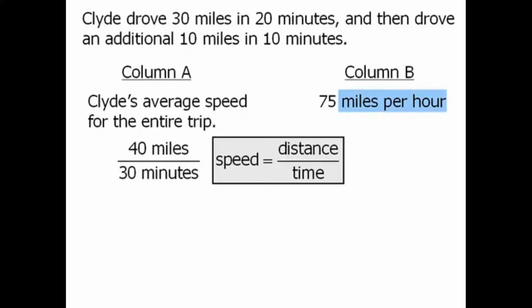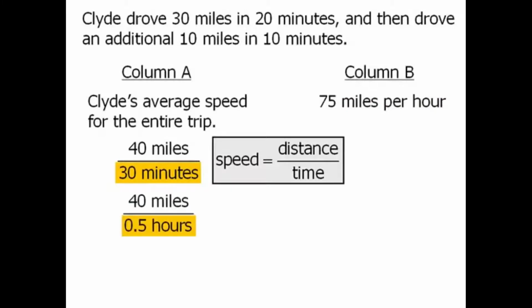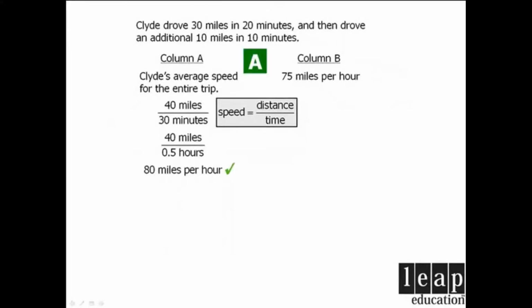So before we go any further, we must take the 30 minutes in column A and convert it to hours. 30 minutes is equal to 0.5 hours. From here we can simplify column A to give us 80 miles per hour. When we compare this with column B, we see that column A is greater, so our answer must be A.